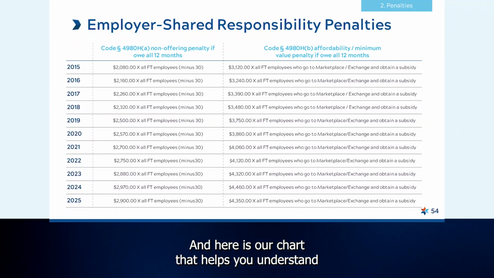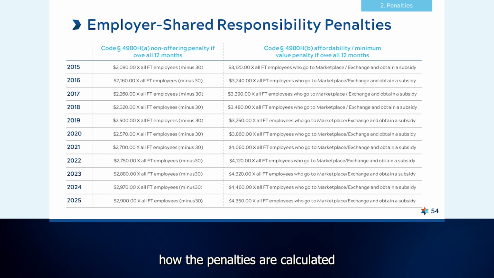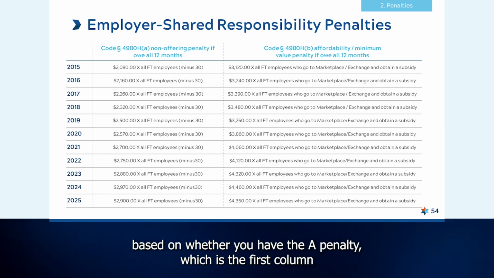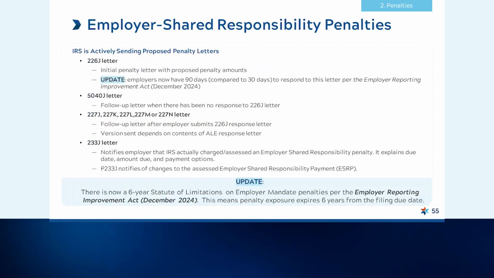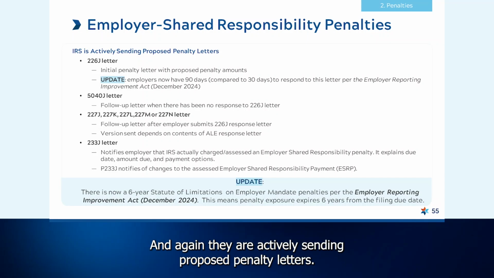And here is our chart that helps you understand how the penalties are calculated based on whether you have the A penalty, which is the first column, or technically the second column. And then the last column is the B penalty. There's that. And again, they are actively sending proposed penalty letters.